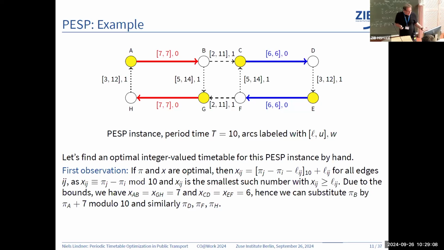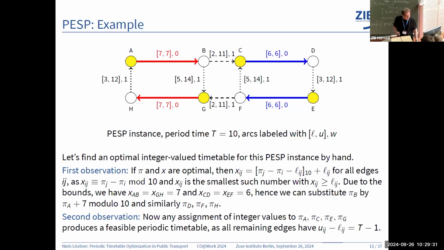And then you notice some activities here that are actually fixed, so lower bound equals upper bound. So you immediately know what the right value for the duration is, so you can just fix them. If you fix that tension here to 7, you know that these 2 time points just differ by 7. So pi b will be pi a plus 7 modulo 10.